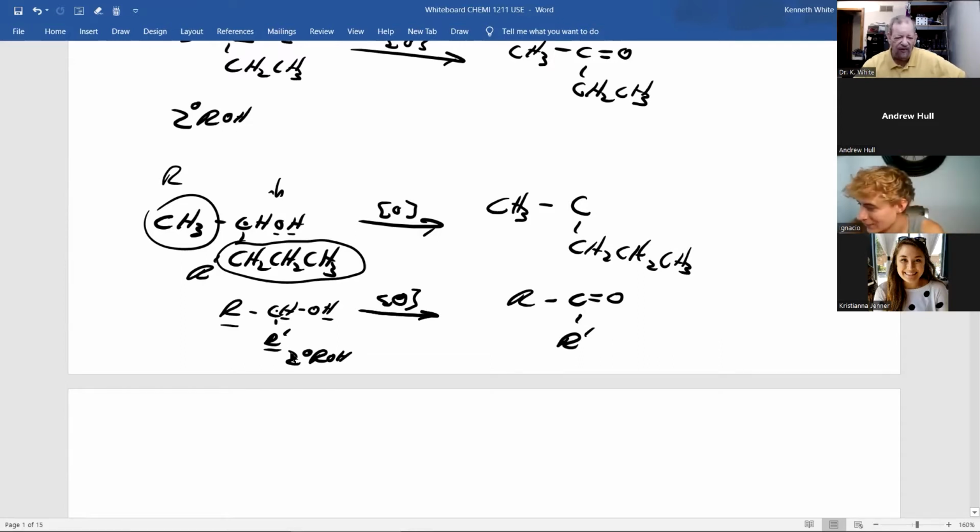All right, now the carbon with the hydroxyl group will now be double bonded to oxygen. And we've made a ketone. And Dr. White's happy because I love ketones.